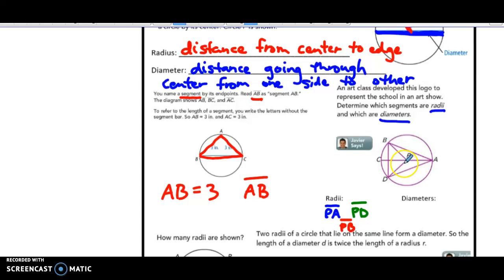I have one more, however. If I start at the center at point P and go all the way out to C, line segment PC would be another example of a radius. The only diameter that I see that goes all the way from one edge of the circle to the other while passing through the center is line segment AC or CA. It doesn't matter in what order you name them, it refers to the same segment. So that's my only diameter, but I have 1, 2, 3, 4 radii.